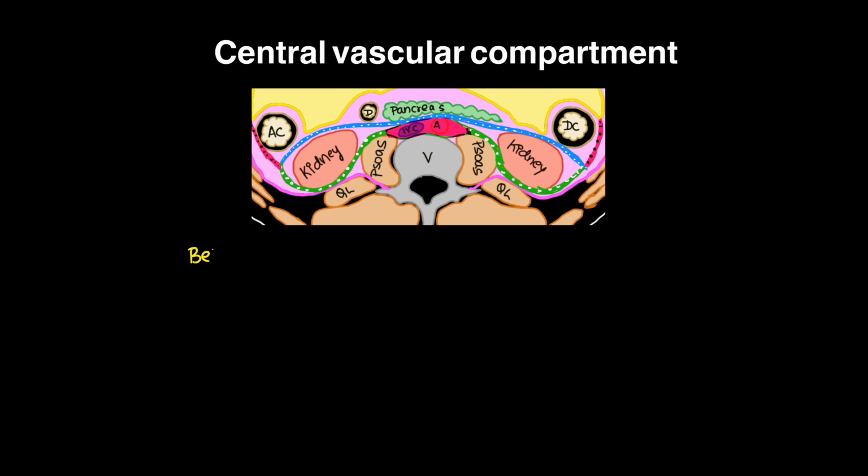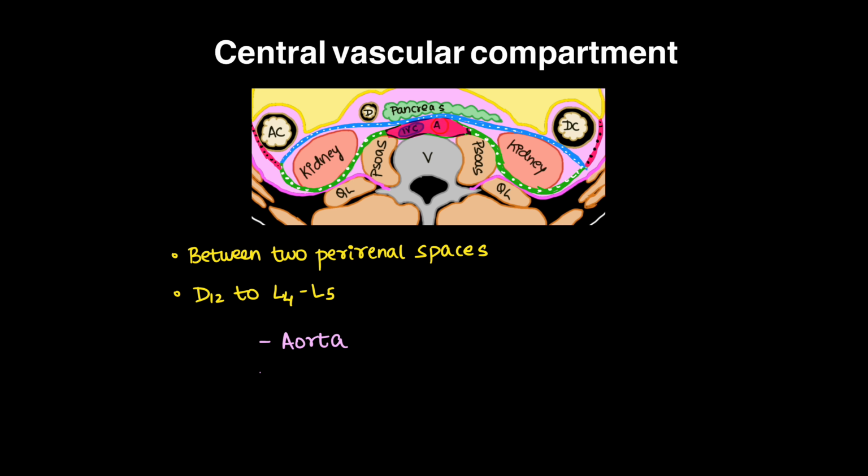Now we have central vascular compartment. This lies between two perirenal spaces exactly to tell. It extends superiorly from D12 to inferiorly L5 L4 vertebrae, contains aorta, IVC and its sympathetic plexus.